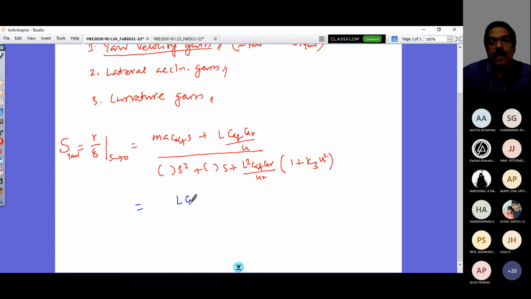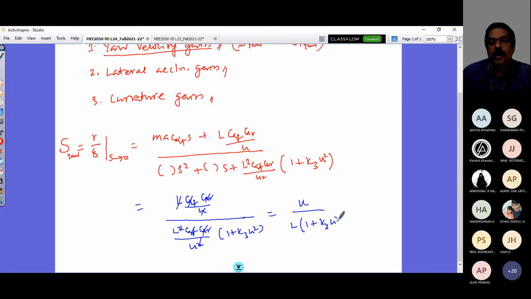It's going to be L C alpha F C alpha R by U divided by L squared C alpha F C alpha R by U square into 1 plus K3 U square. So now this U and this U square, U becomes, and this L and this becomes L. What would be the change now? C alpha F, C alpha F, this goes up. So I have now U by L into 1 plus K3 U square is what I have, correct? So this is what is called a steady state gain.